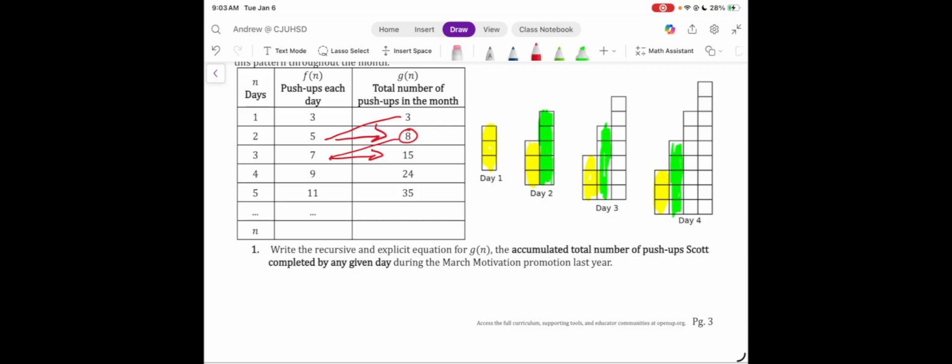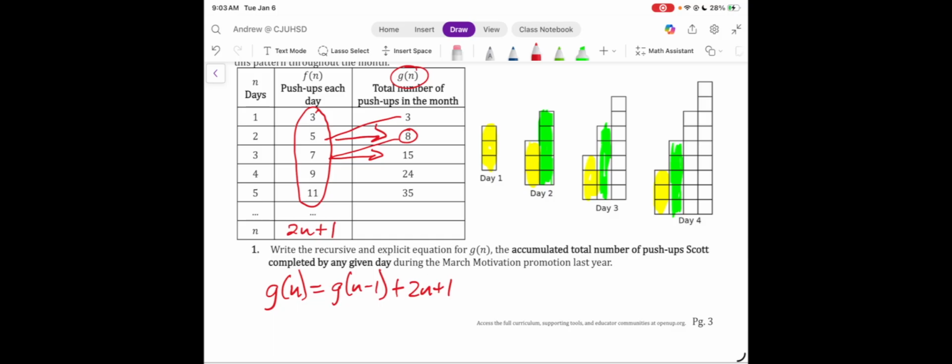Well, now you're adding increasingly large numbers. But remember, the pattern for that is 2n plus 1. So the recursion starts, and we're going to use function names for this. G of n is g of n minus 1, so that means the previous day's total number of push-ups, plus 2n plus 1. That means the added on number of push-ups for that day.